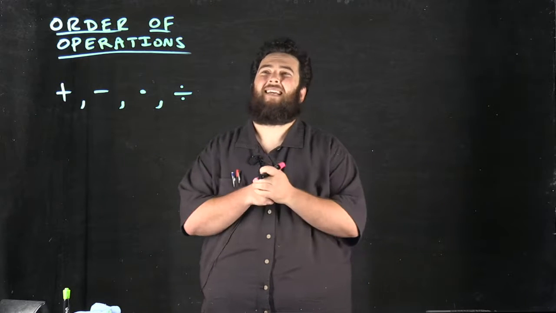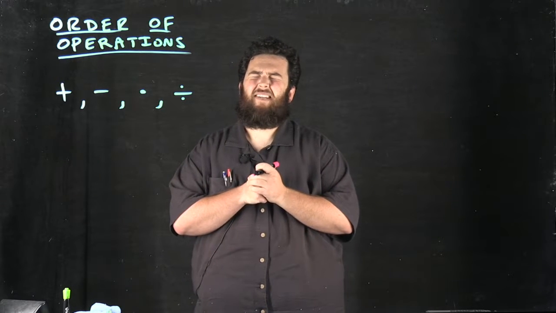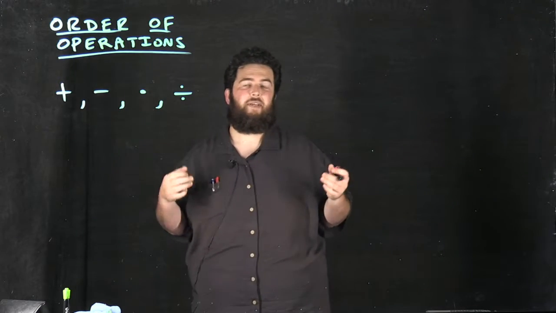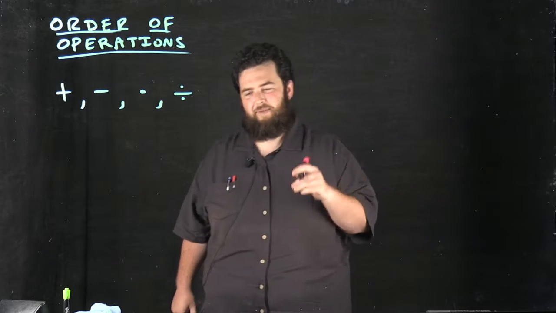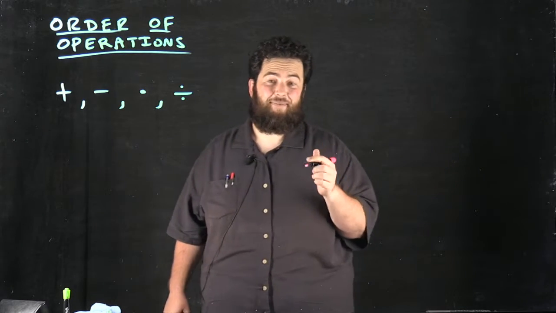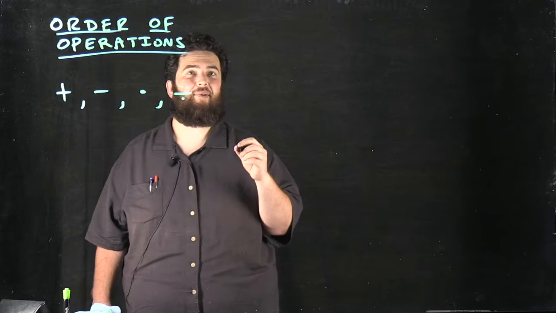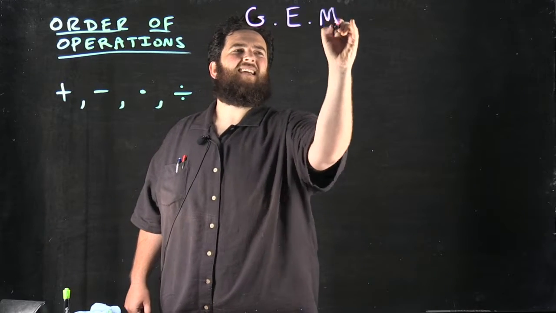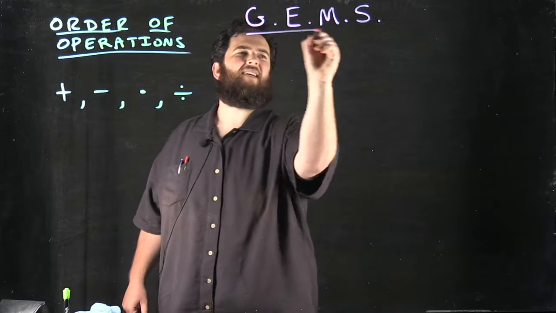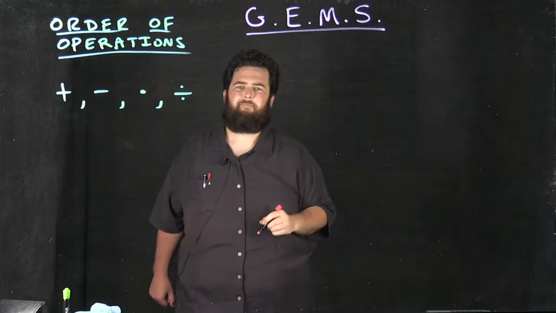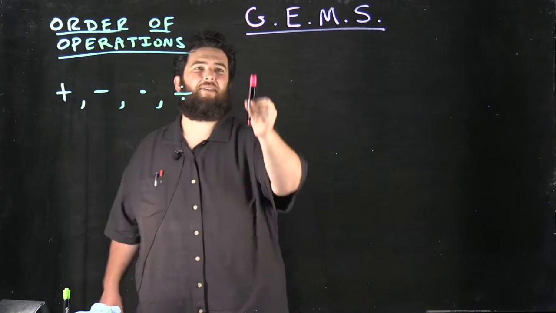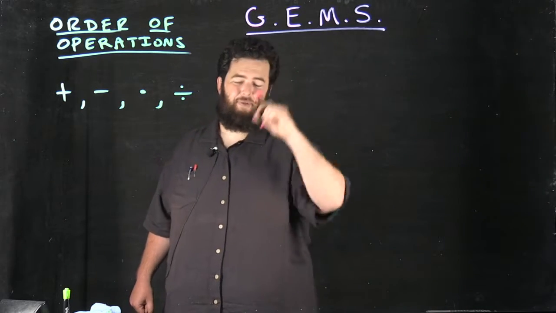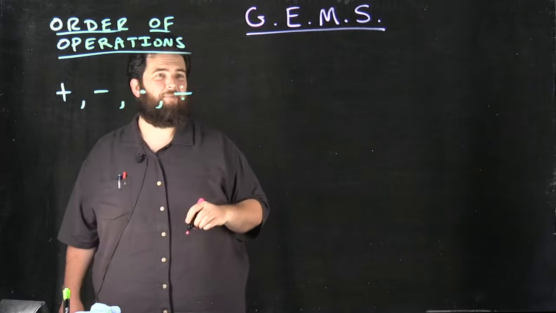Now, what I'm going to use is a word, GEMS. Gems like the precious stone, or maybe something that was perfectly done, like, oh, that was a real gem. No, I'm just kidding. But this actually is a real gem for remembering the order of operations. Now, what does GEMS have to do with the order of operations? Well, I'm going to let you know. The G, the E, the M, and the S stand for something. I'm going to let you know what they stand for, and that in that order, we will perform these operations.